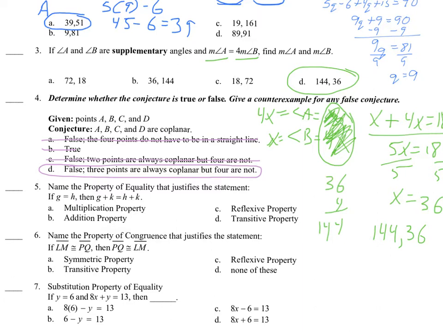Okay, name the property of equality that justifies this statement. So we have G equals H, and then we added a K to both sides. The reason that we can do that is because of the addition property of equality.